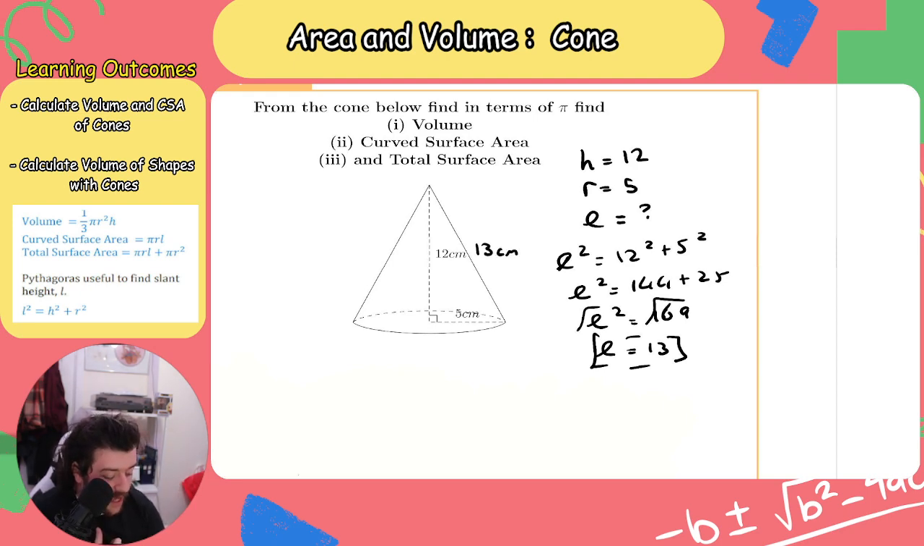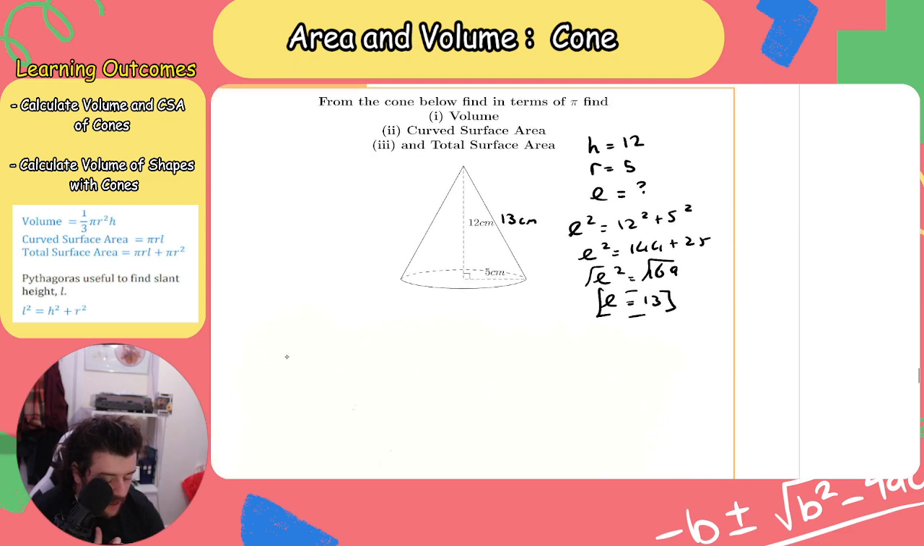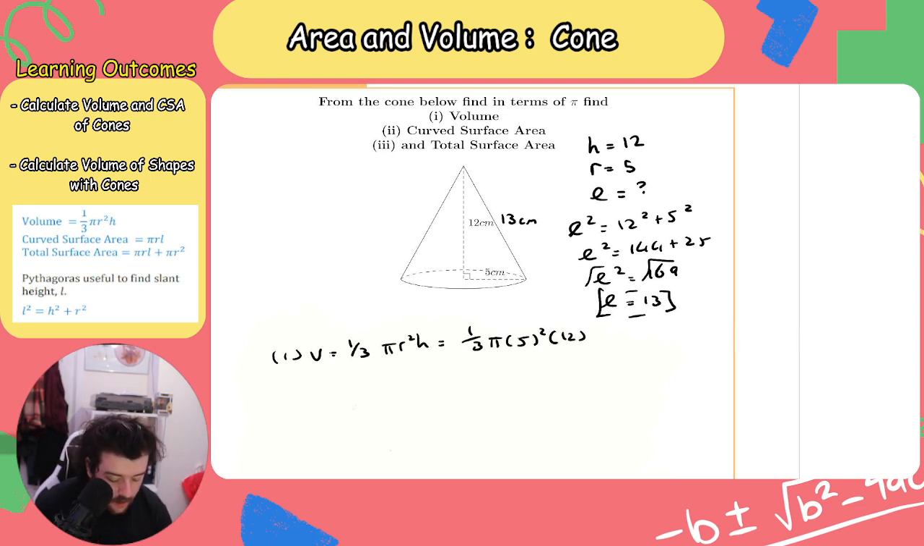Good. Now I can start filling in my formula. So volume is equal to 1/3 pi r squared h. So it'll be 1/3 pi times 5 squared times my height 12. Then put this in your calculator. You are going to get 100 pi centimeters cubed, I believe. Yep.